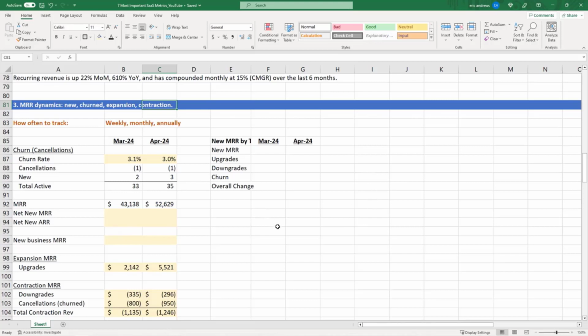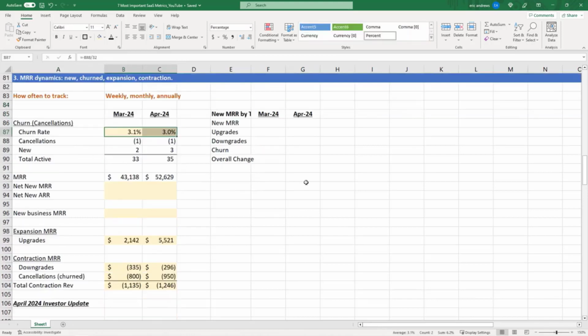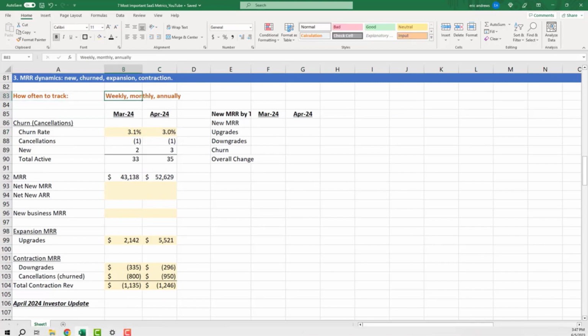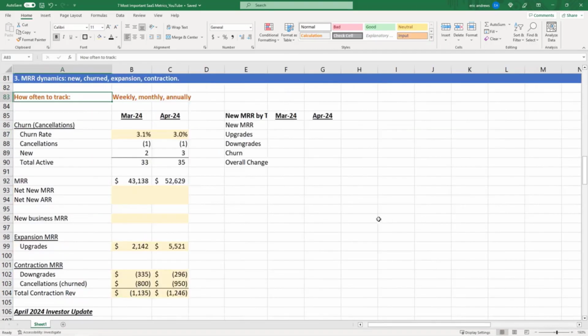So you need to talk about the changes in your MRR by breaking it into these four categories, so you and investors can really see what's going on. You should track all of these numbers on a monthly basis, and weekly if you're really early stage.